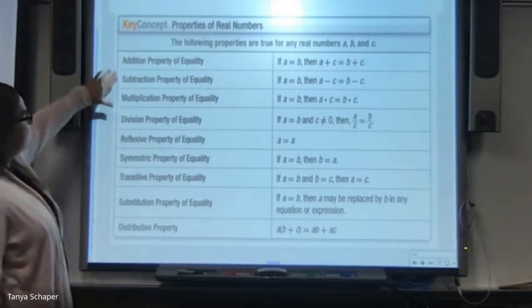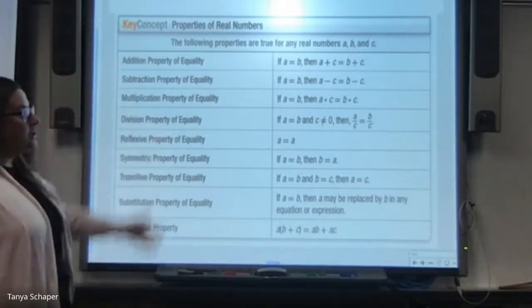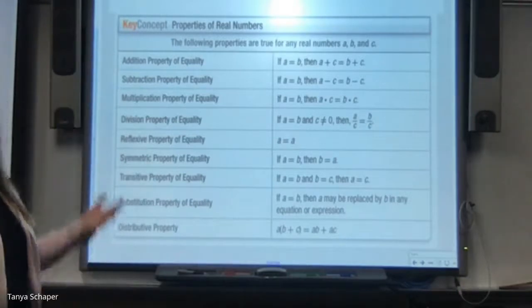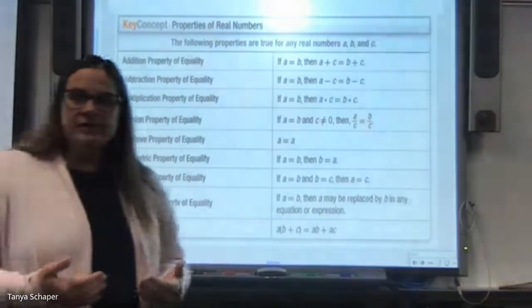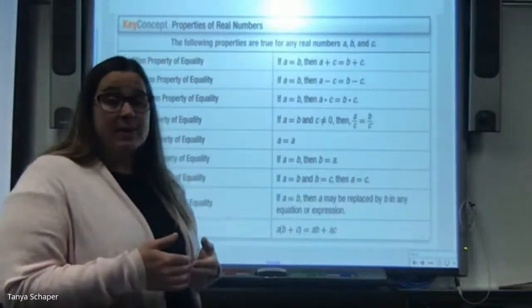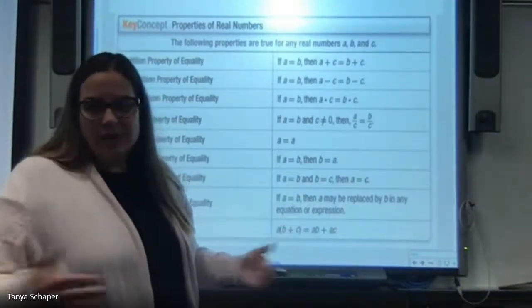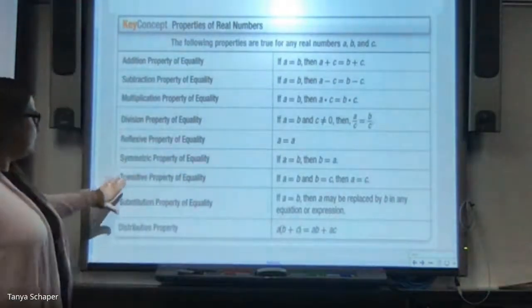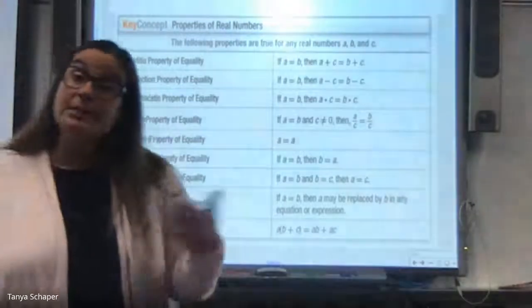The addition, subtraction, multiplication, and division properties of equality basically says if you add the same thing to both sides, if you subtract the same amount from both sides, if you multiply the same amount to both sides, or you divide both sides by the same amount, you're going to get an equivalent equation. But focus on the reflexive, symmetric, and transitive because those keep coming back.